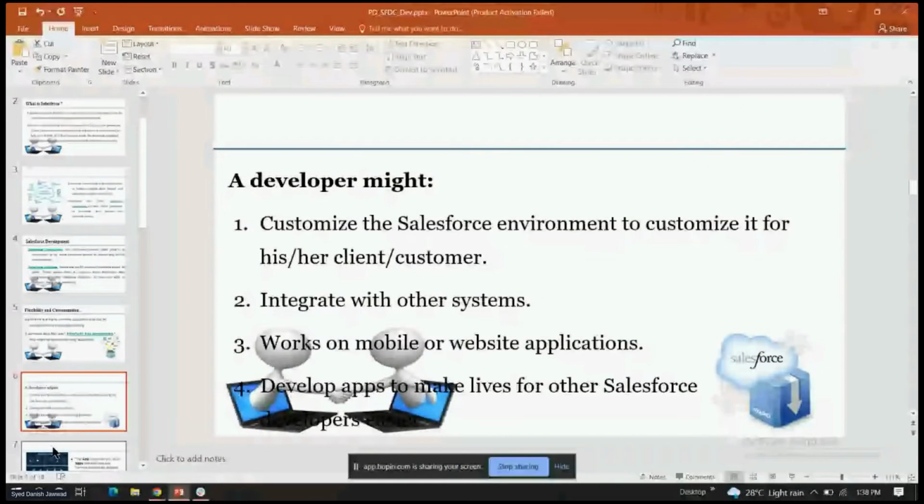There's something a developer might do: they might customize the Salesforce environment for their client, and they might integrate with other systems. They might work on mobile or website applications. They might develop apps to make life easy with Salesforce, and there are multiple developers working as Salesforce developers who were previously working in some other domain. They switched to Salesforce. They found it easier to make others' lives easier.